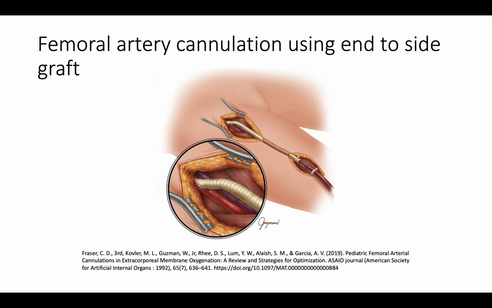Another approach taken to prevent limb ischemia is to use an end-to-side graft to the femoral artery. The return cannula is positioned in this graft, and the blood supply then goes both towards the upper body and distally in the limb. The major disadvantage of this technique is that it takes time, hence it's not a preferred approach in situations such as ECPR.